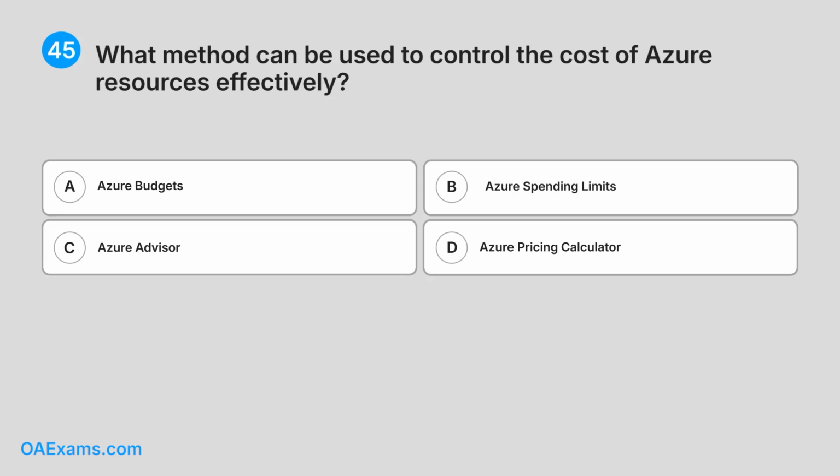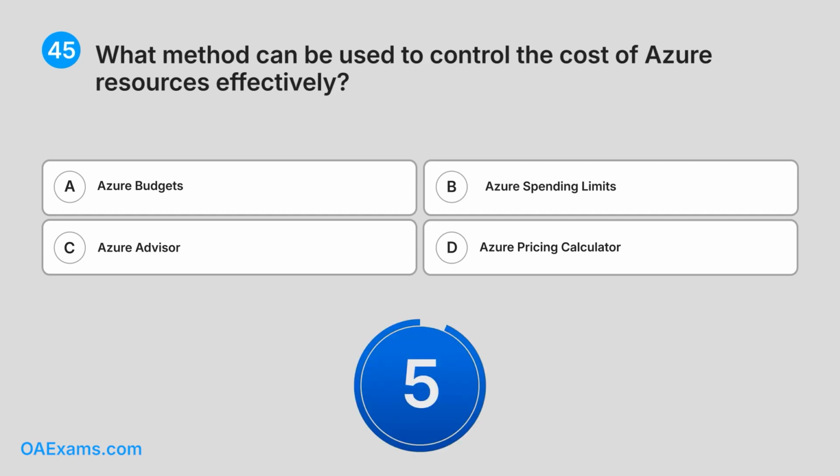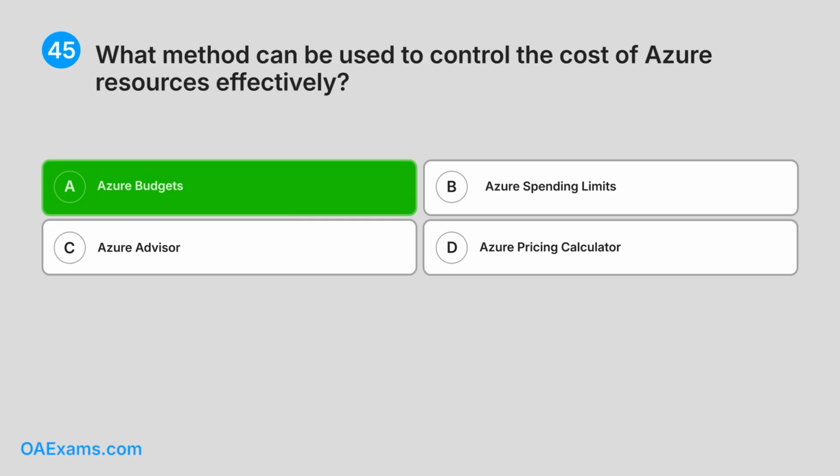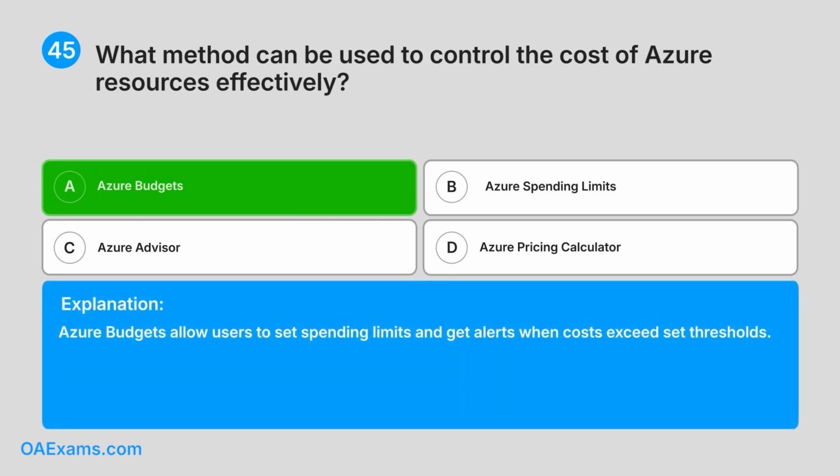45. What method can be used to control the cost of Azure resources effectively? A. Azure budgets. B. Azure spending limits. C. Azure Advisor. D. Azure Pricing Calculator. Do you know the answer? Correct answer. Explanation: Azure budgets allow users to set spending limits and get alerts when costs exceed set thresholds.